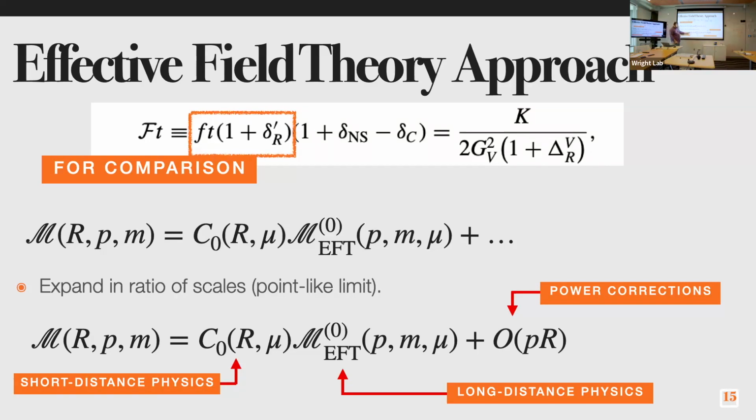So you can think of this as short distance physics factorizing multiplicatively from long distance physics. This is universal. This depends on nuclear structure.